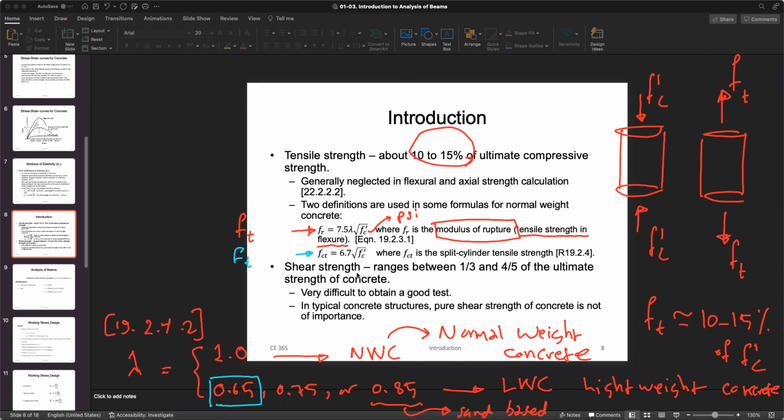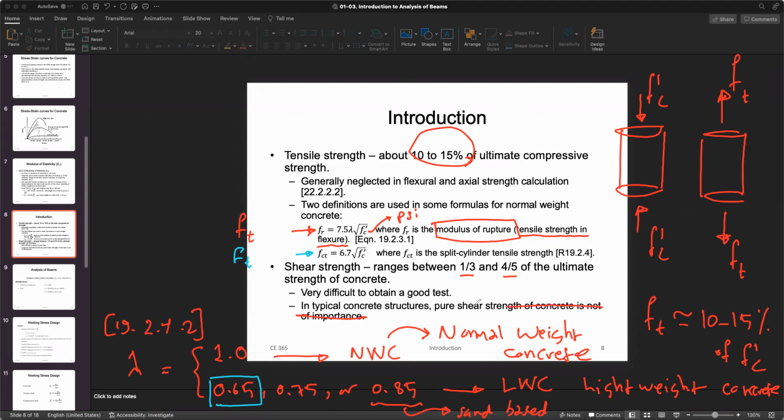Shear strength of concrete ranges between 1/3 to 4/5 of the ultimate strength of concrete. Again, shear strength would be a different story. It would be between 0.33 and 0.8, so it can be different values depending on what type of concrete we are dealing with. It is very difficult to obtain a good test for shear strength. In a typical concrete structure, pure shear strength of concrete, well, it is not really the sentence I like. It can be an important thing.